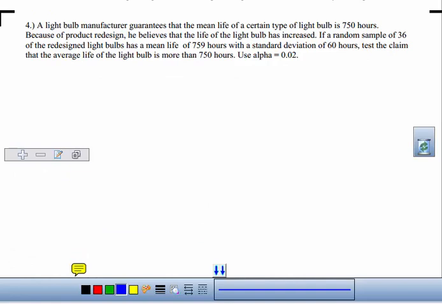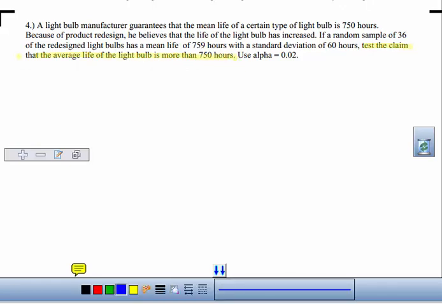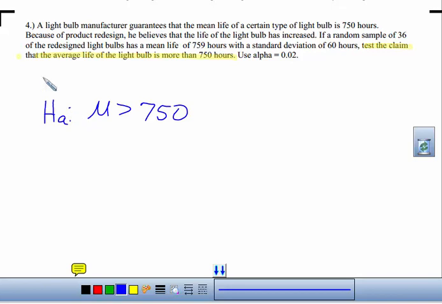All right, so read through the problem. I'm not going to get overwhelmed with the details. The first thing you really want to focus on is what the problem is asking you to do. And in this case, we're asked to test the claim that the average life of the light bulb is more than 750 hours. So we would write that in our notation as mu is greater than 750. And because this does not contain equality, this would be our alternative hypothesis. The null hypothesis is going to be that mu is equal to 750.